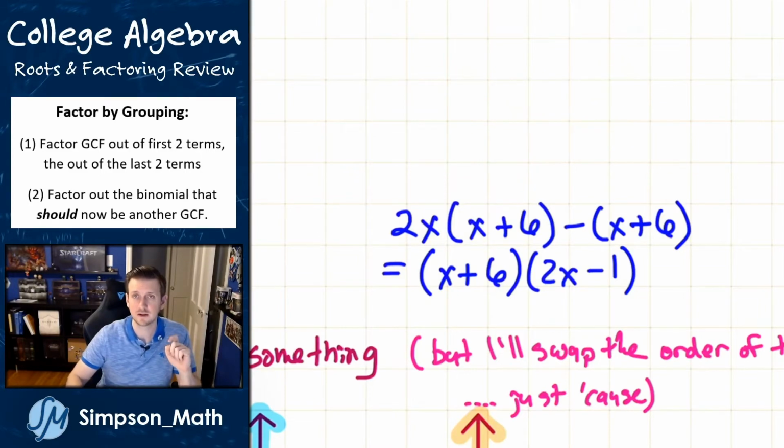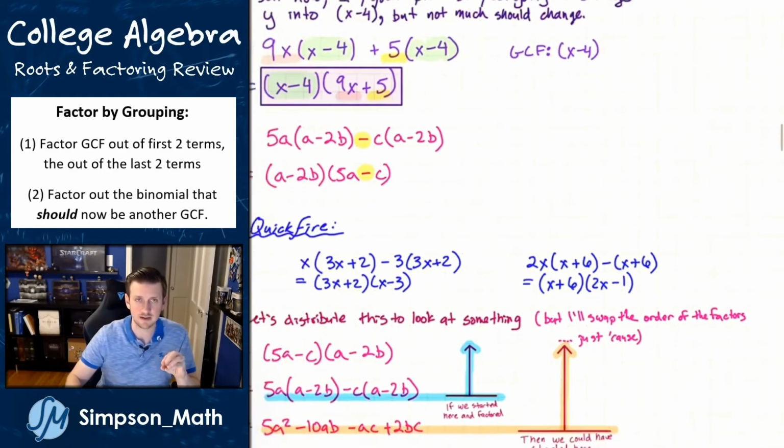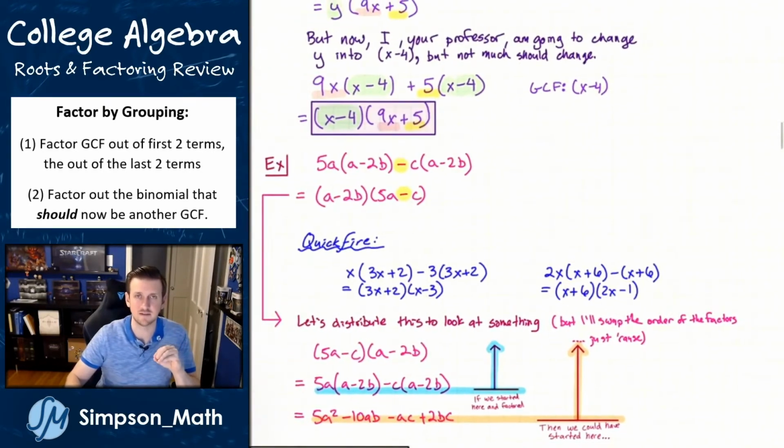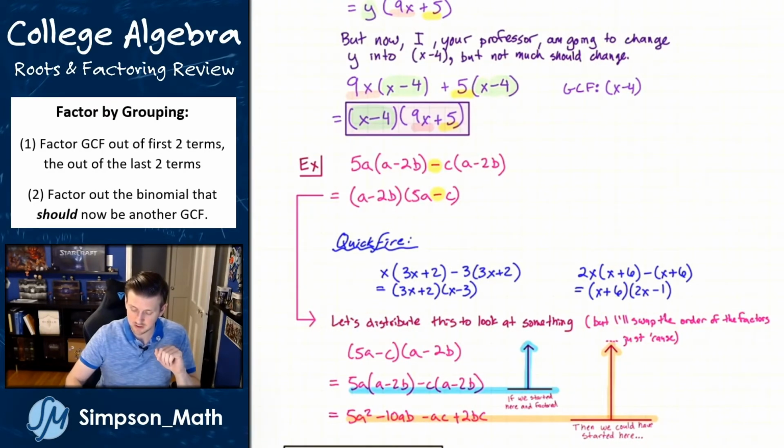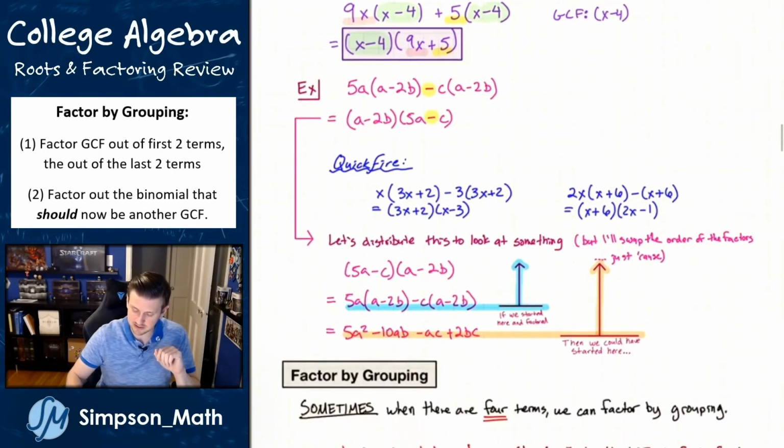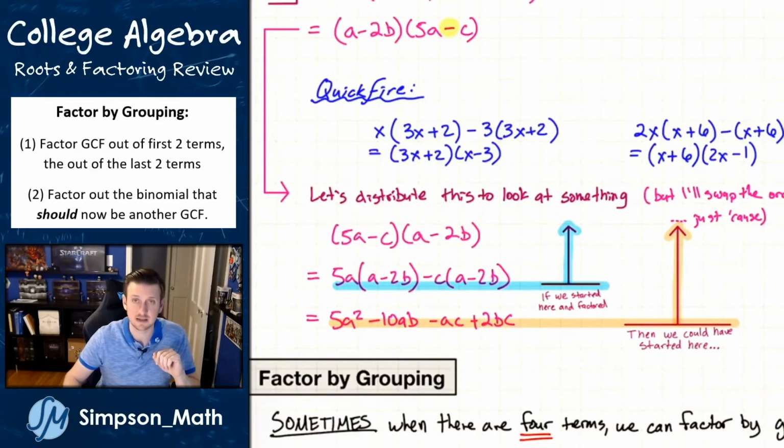All right, so there's that important idea. So this is our special GCF. It's just a special type of GCF that is a binomial. So picking up from this example, let's look at this. So let's distribute this into something. So let's distribute this and look at something.